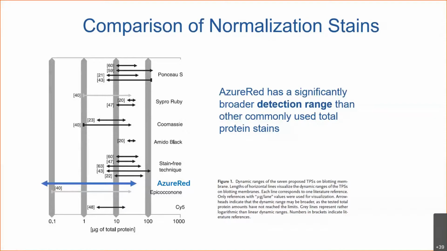So if you can see here, Ponceau S on the very top is fairly limited. As far as the micrograms of protein, we're basically saying somewhere from 20 to maybe 100. That's where it's going to be at its best. SYPRO Ruby works really well in a very small, lower range, 1 to about 40 or 50 micrograms of protein. Coomassie is fairly low. Amido Black is even lower than Coomassie. You have stain-free techniques, but then with Azure Red, we can go from 0.1 all the way to about 80 micrograms of protein and still be linear.